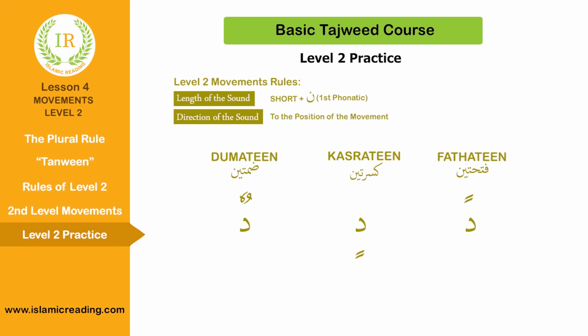Let's try now the Sheen. The first phonetic of the Sheen is Sh. With the Fathatain, it's going to be Shan. With the Kasratain, it's going to be Shi and N, Shin. And with the Dhammatain, it's going to be rounded plus Noon's first phonetic, it will be Shun. This is how we pronounce the second level movements of the Holy Quran. Together, they are called Tanween. And in this sound, we add the Noon's first phonetic into the basic sound of the movement.